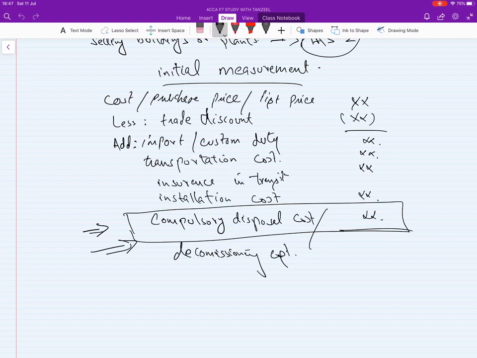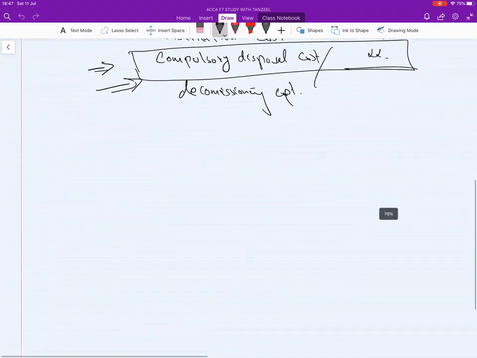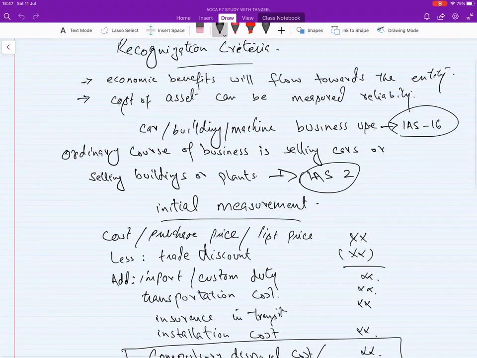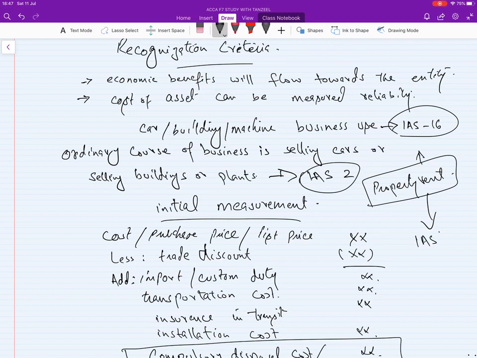Okay, let's see, we'll do some examples now. And from here I'll tell you, if you have a property and you have given it for rent, it cannot be covered under IAS 16. It will be covered under IAS 40, investment properties. I will record a lecture for IAS 40 as well later.